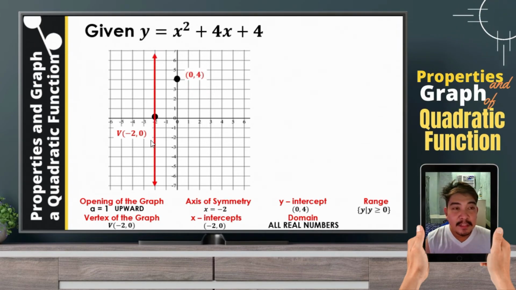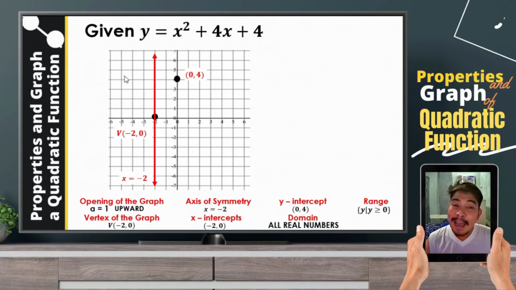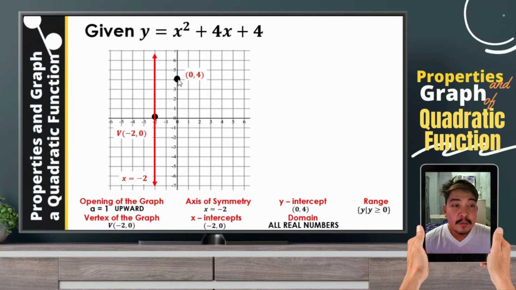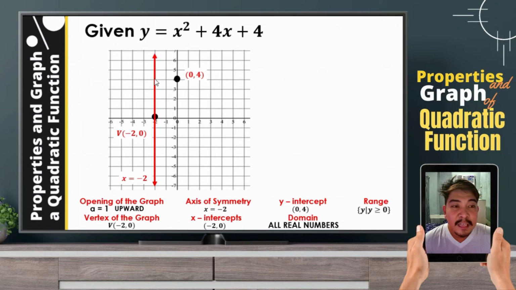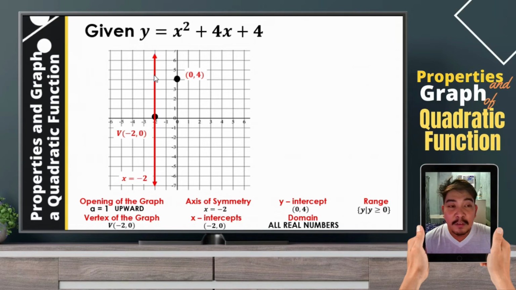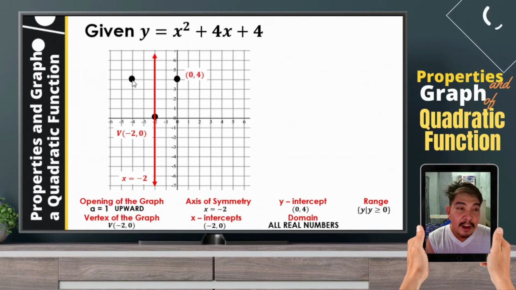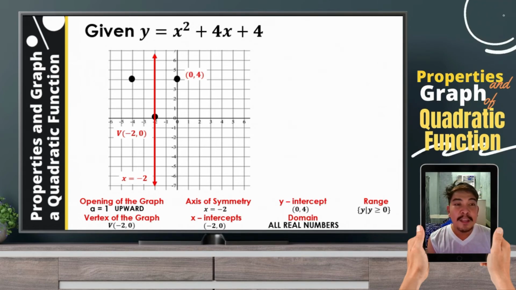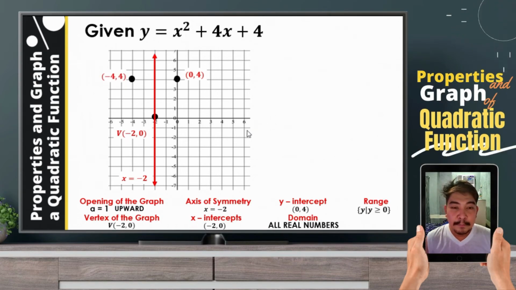So this is the axis of symmetry labeled as x is equal to negative 2. And we can actually reflect 0, 4 to the other side of the other half of the parabola. So from this point to the axis of symmetry, there are 2 units. So we will be counting another 2 units from the axis of symmetry this time to the other side of the graph. So that will be 1, 2. So this should be where the other point is located. So the point here is labeled as negative 4, 4.